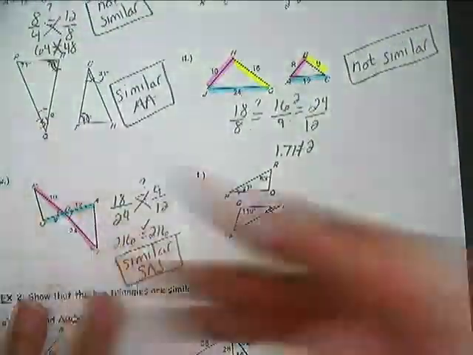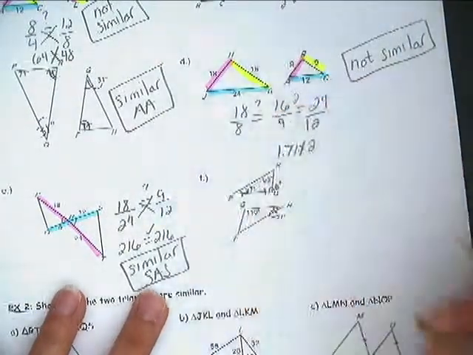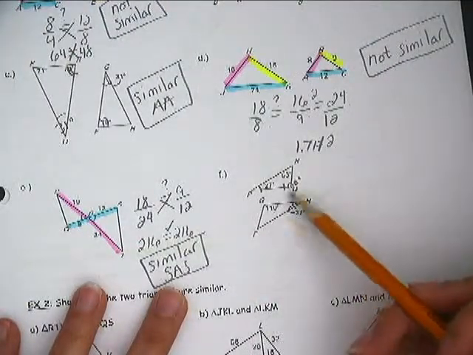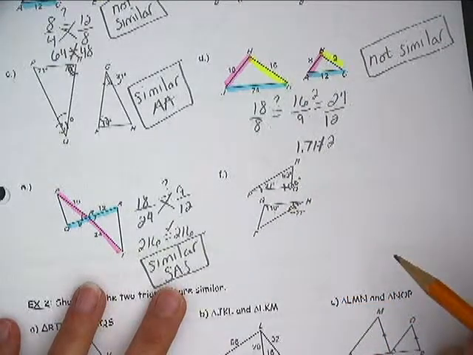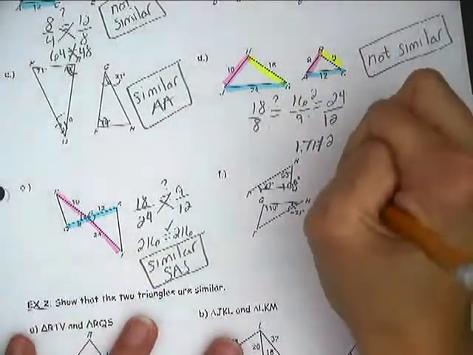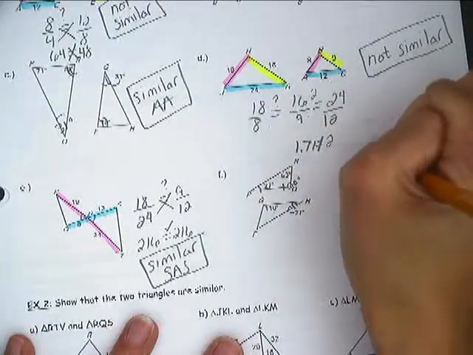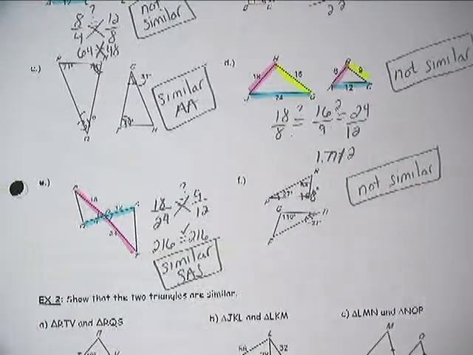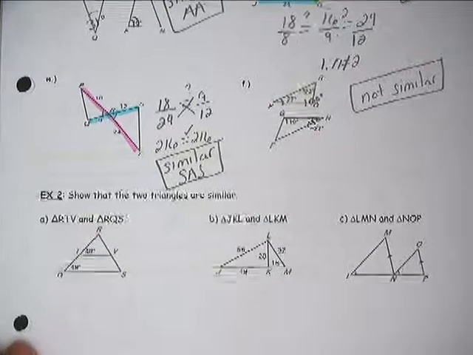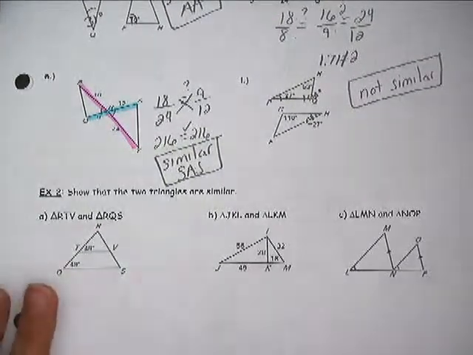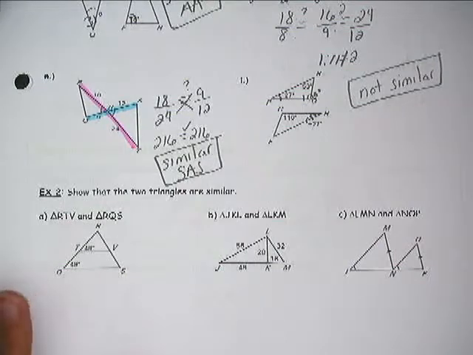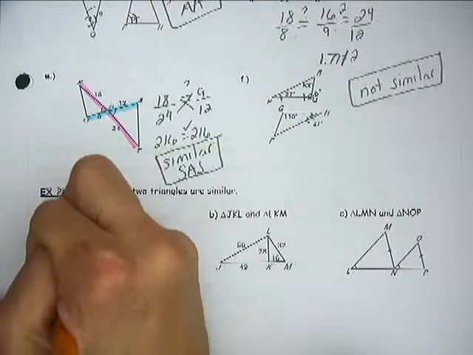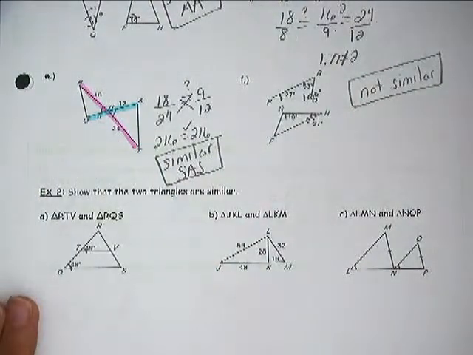Last one here. We have 2 angles given. Now these two are congruent to each other. I'm just missing the third angle. I can subtract these two from 180. So let's do that. 180 minus 27 minus 53 gives me 100 degrees, which goes right here. And yeah, you can see that it's not a match. So, not similar.